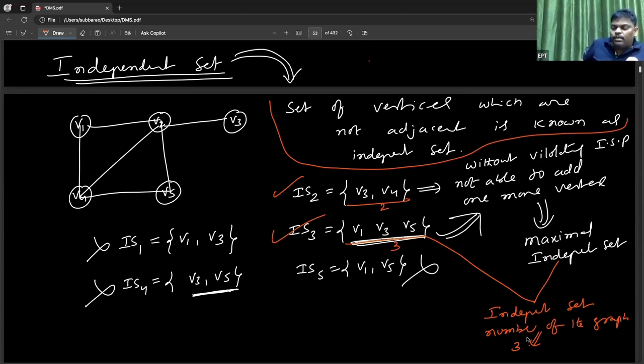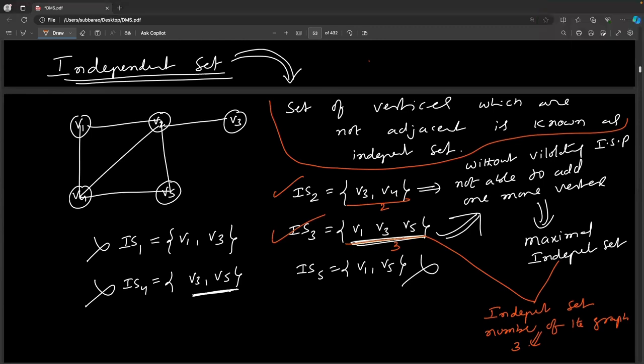Find the maximal independent sets first. Among all of them, take whichever has more vertices. How many? 3. That is called the independent set number of the graph. Does anyone have any doubt?